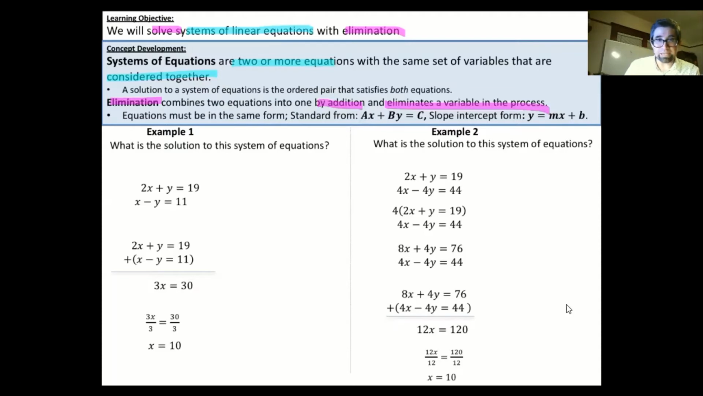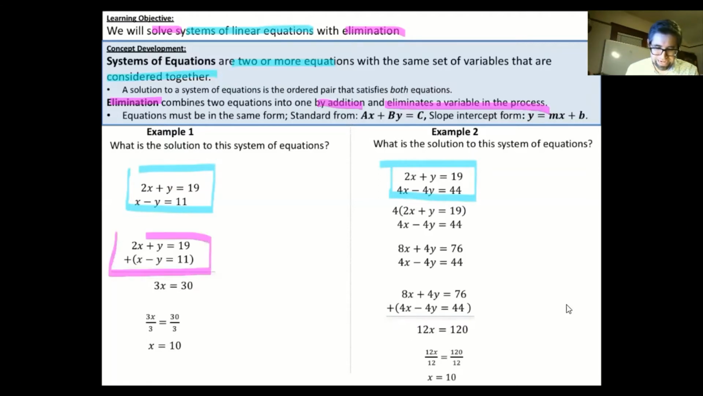Let's look at these examples down below to see what a system of equations looks like and what elimination looks like. First off, this is an example of a system of equations. I know that because I see two equations together, stuck together as a unit. I have another system of equations over here, those two equations. When I want to solve them with elimination, I want to combine two equations into one and eliminate a variable in the process. Here, I'm adding the two equations together, and once I do that, I have a one-variable equation which I can easily solve.